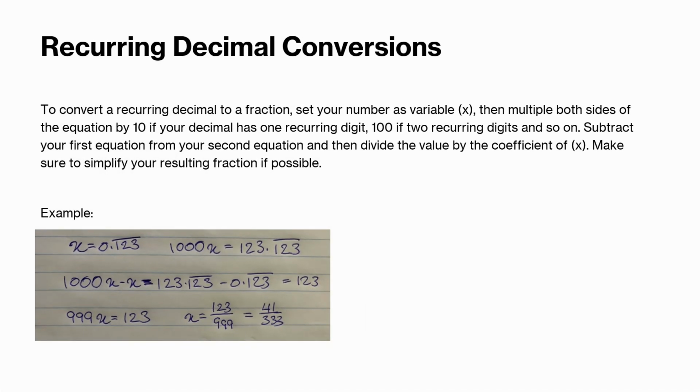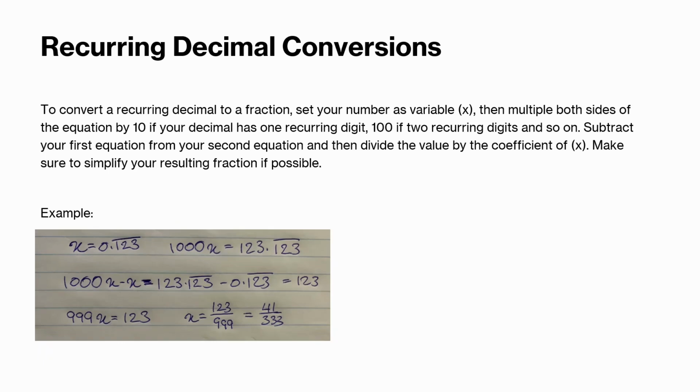You will be asked to convert recurring decimals to fractions and vice versa. To do this, you set your number as a variable, x, and then you multiply both sides of the equation by 10 if it's only one recurring digit. So in the case of 1/3, you'd multiply it by 10. 100 if it's two recurring digits, and so on. In this example, we have 3, so we'd multiply it by 1000.